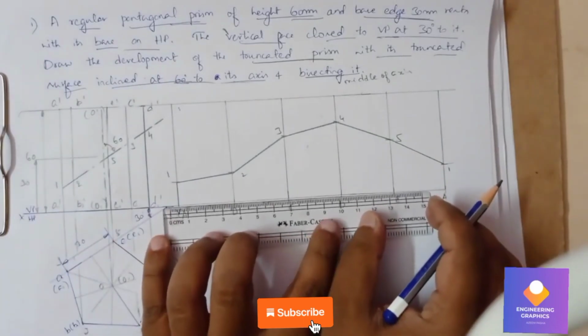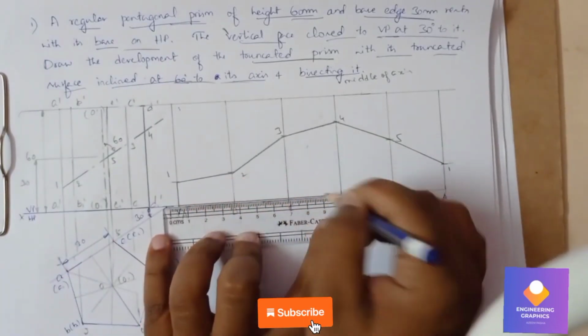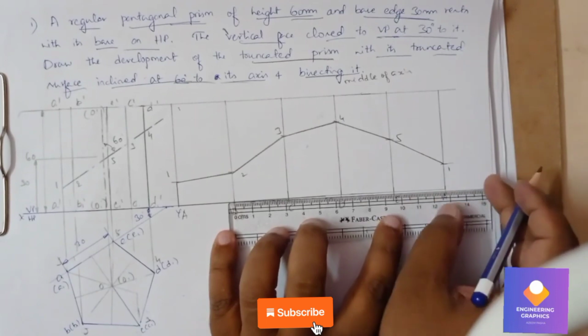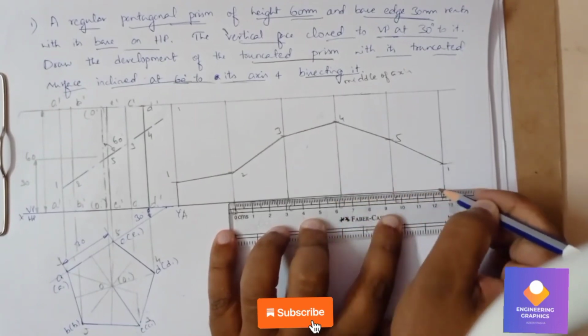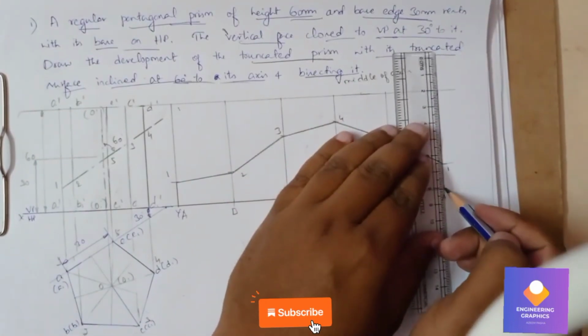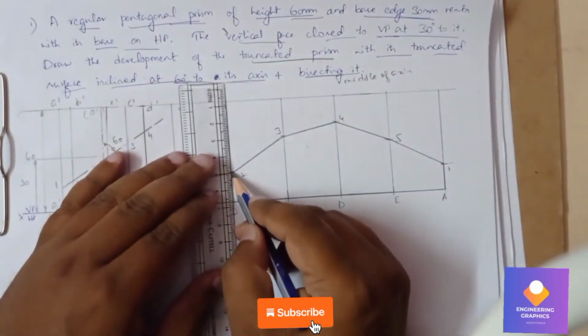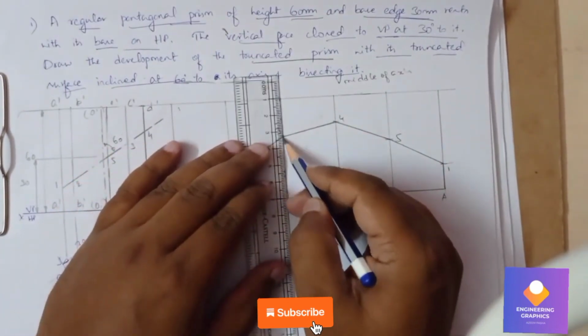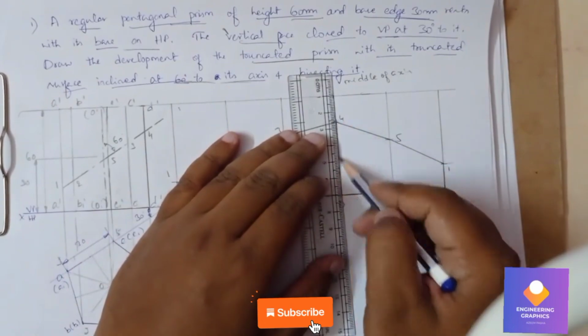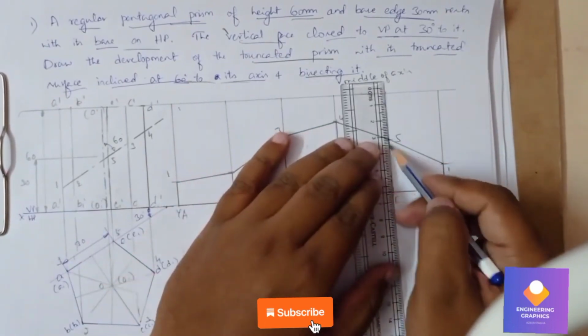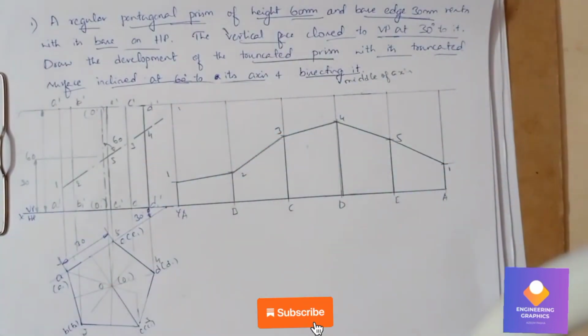Dark the truncated cut portion, the remaining cut portion we should dark it. So that completes the problem.